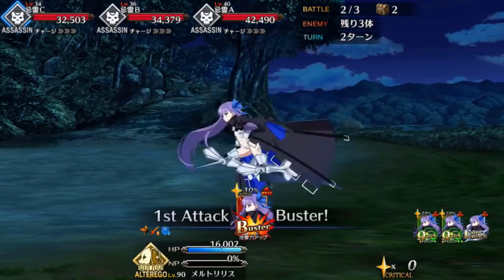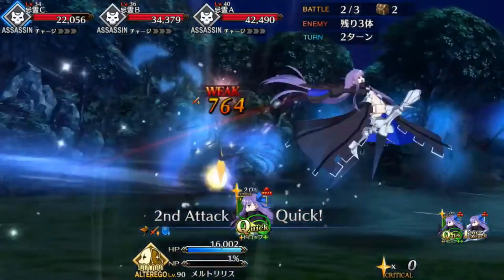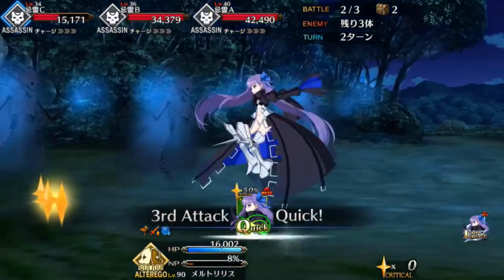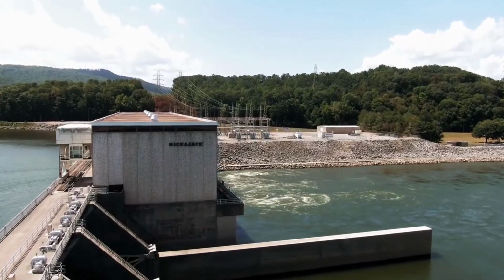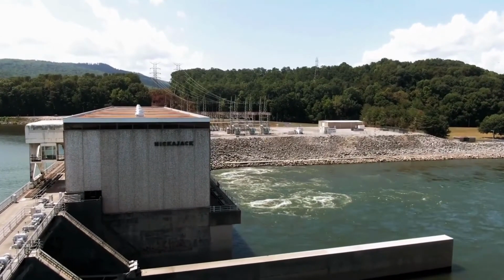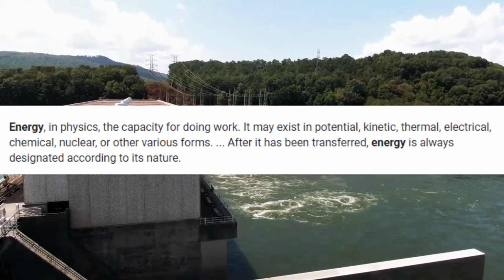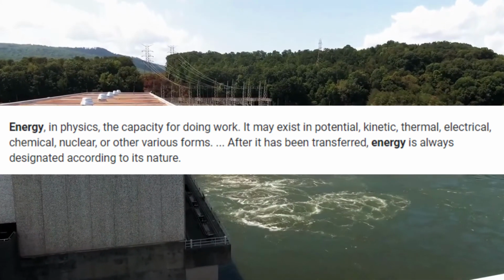So today I'll be calculating the amount of energy in Meltryllis Kick. Before I get into that, let's explain what energy is. Energy is a concept that is meant to explain how things do work, or as defined by Google, energy in physics, the capacity for doing work.